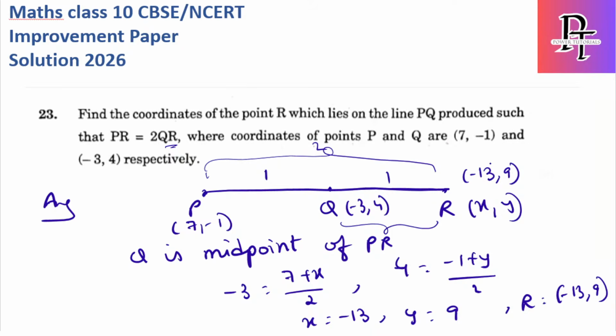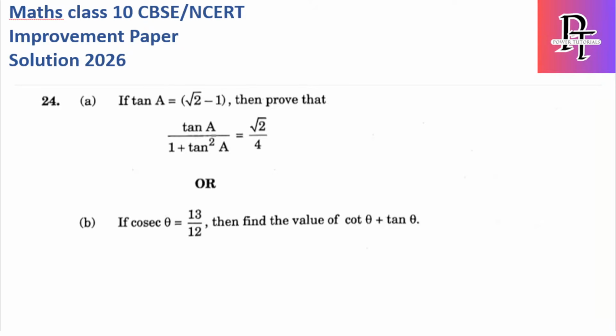So CBSE has clearly stated that they will not give any straightforward questions like this. So this way they haven't given you the ratio value, but we need to understand from the question what the ratio value is and then solve this question. So 1:2 they have mentioned. So this way Q is the midpoint. So as per the midpoint we need to solve this question. Hence we got the final answer as R is equal to -13, 9. Okay. Next, 24th question.